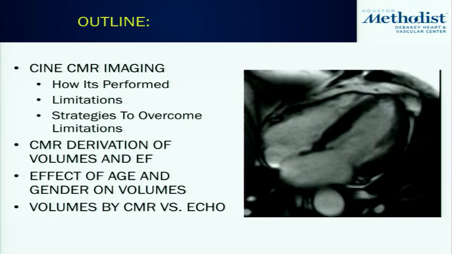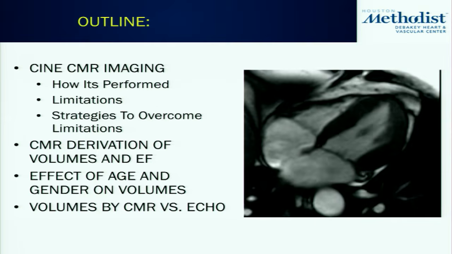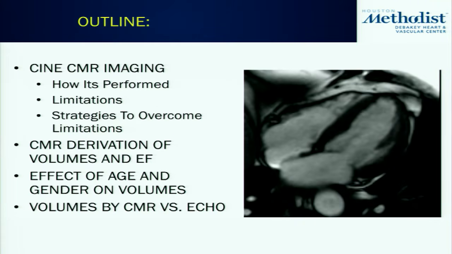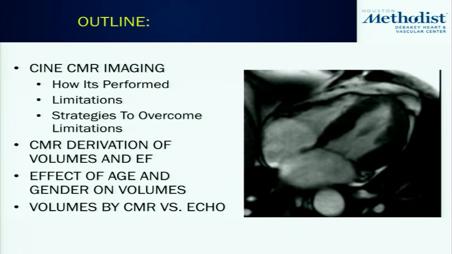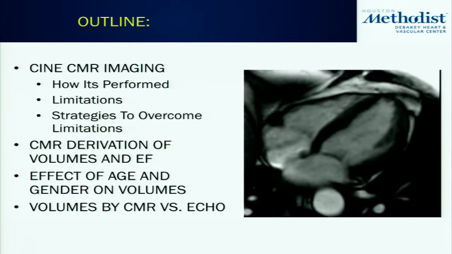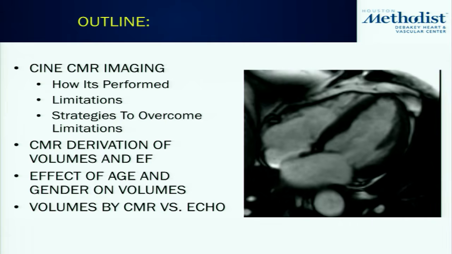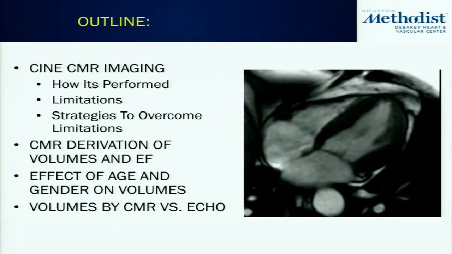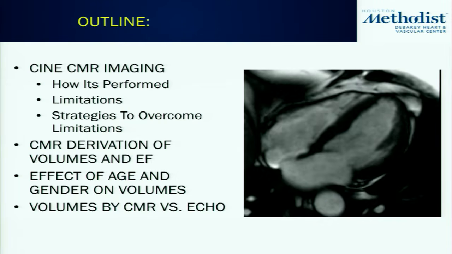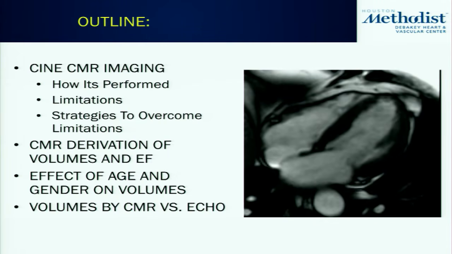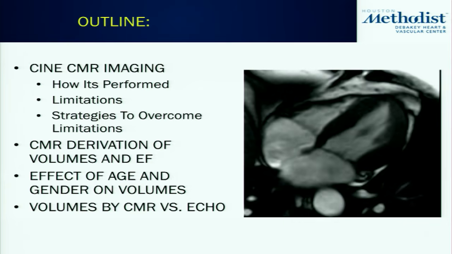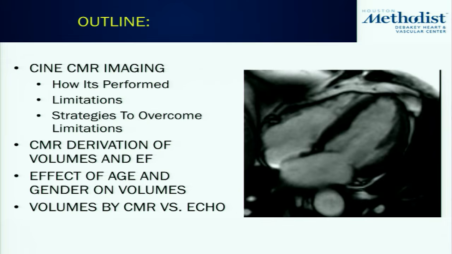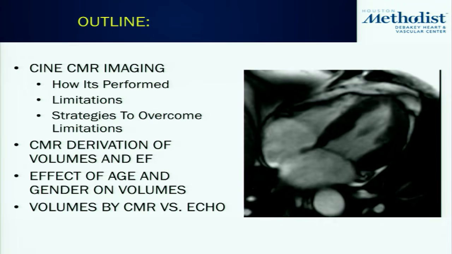I'm going to try to talk a little bit about how Cine CMR is performed. We'll go into some of the limitations and then also strategies on how to overcome some of these limitations. And then we'll finish off by talking about how we use the images to then post-process and derive volumes as well as ejection fraction. And then also go over some of the important differences for volumes and ejection fraction based on age as well as gender. And then finish off by looking at how the two techniques compare, CMR versus echo.